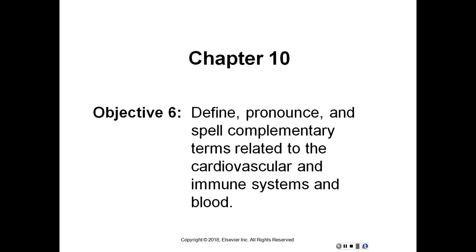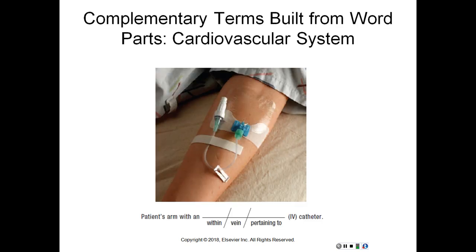Phagocytosis, process in which some of the white blood cells destroy the invading microorganisms and old cells. And vaccine, suspension of weakened or killed microorganisms administered by injection, mouth, or nasal spray, which induces immunity to prevent an infectious disease. So we have a few pictures to look at. So here they're asking you for the word that means pertaining to within a vein. So they're doing an IV catheter. So that would be intravenous.